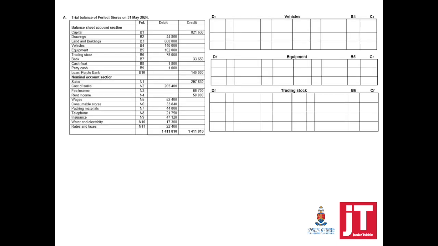Next, we're looking at vehicles. Vehicles is regarded as an asset, so the balance brought down is on the debit side. Equipment, an asset, balance brought down on the debit side. Trading stock, an asset, so the balance brought down is on the debit side.